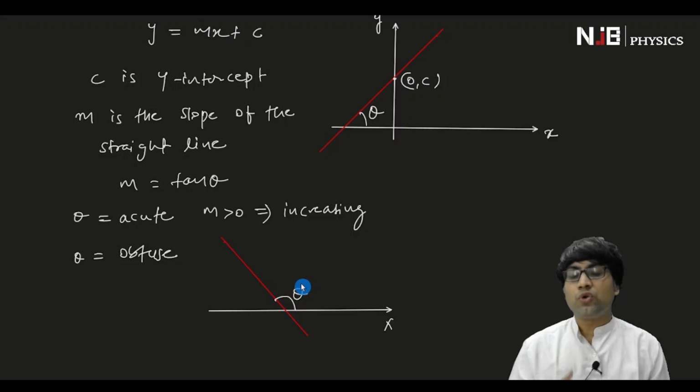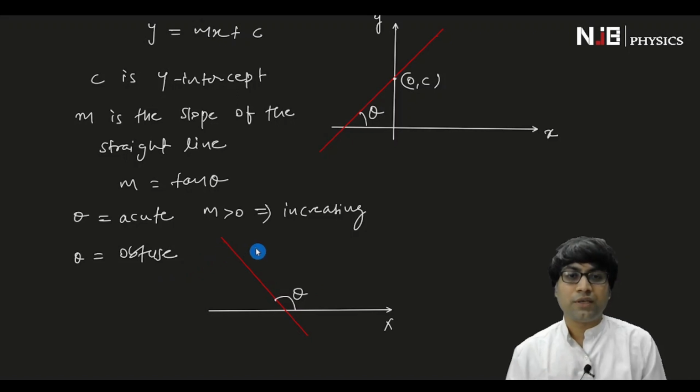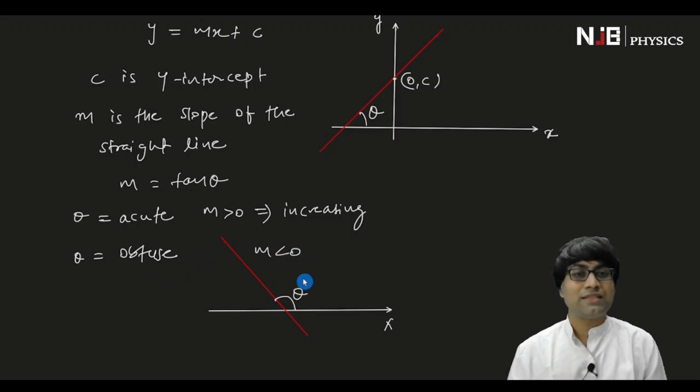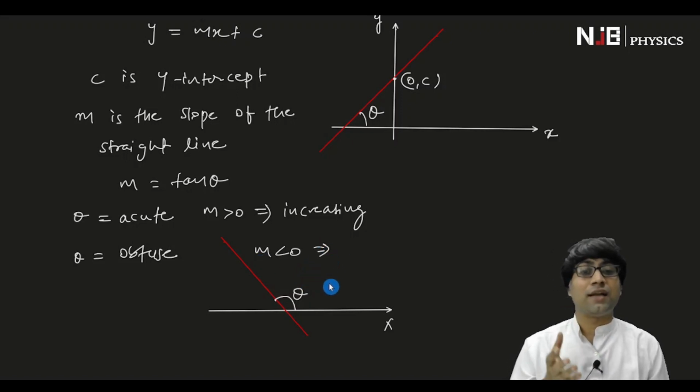In high school, we do not talk about angles more than 90 degree, but in trigonometry here, we are going to talk about the angles which are more than 90 degree, and there we will see that tangent of any angle which is more than 90 degree and less than 180 degree comes out to be negative. So we can conclude that if theta is obtuse, it means that slope is going to be less than 0. And there is one more conclusion we can draw. If slope is less than 0, it means that the graph is a decreasing graph.